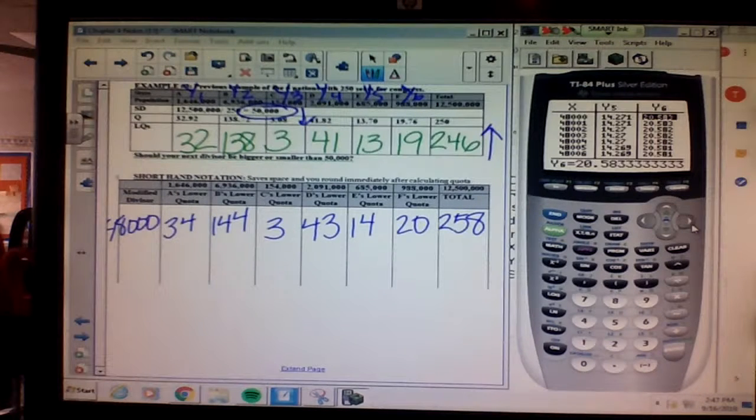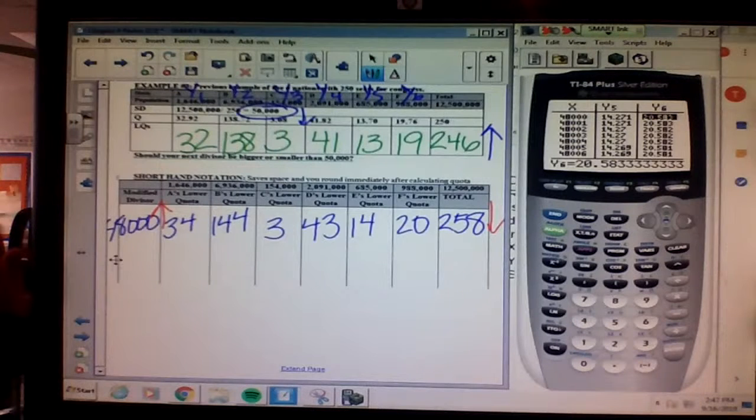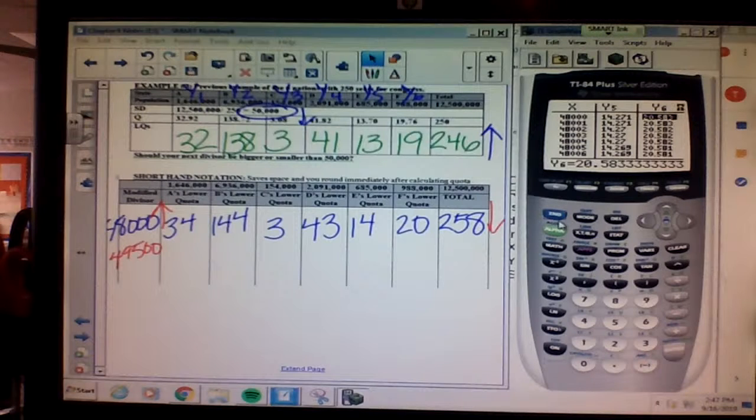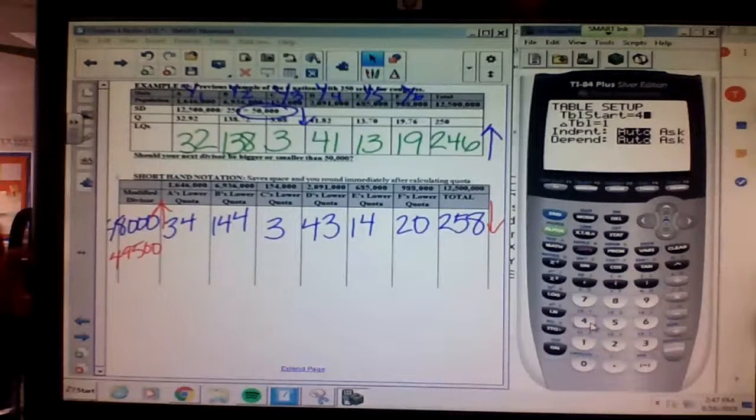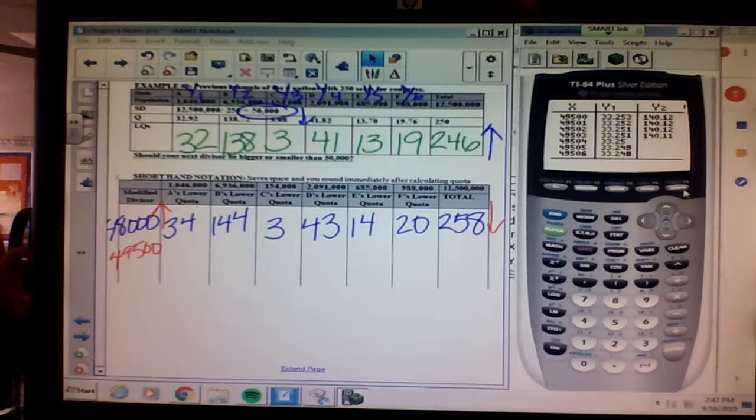So what was the first number? Okay. So this needs to go down. This needs to go up. So we need to be lower than 50,000, but higher than 48,000. 49,000 even? No, 49,500. That's my prediction. That's your prediction. 49,500. We're thinking 2,000 did that much.